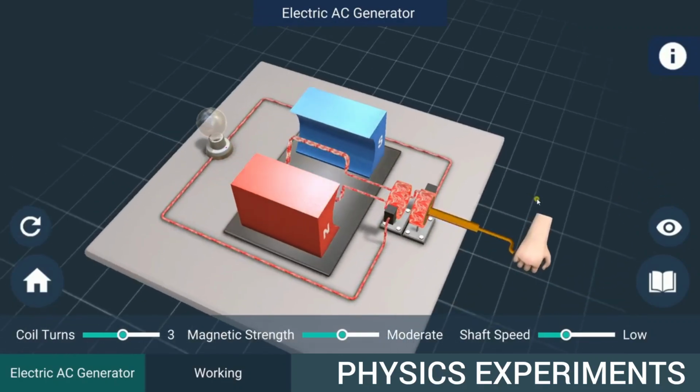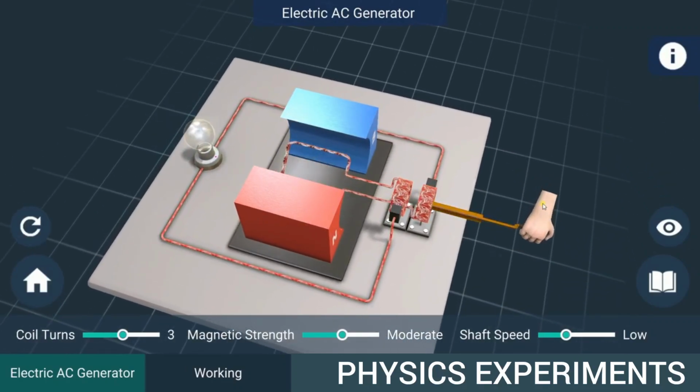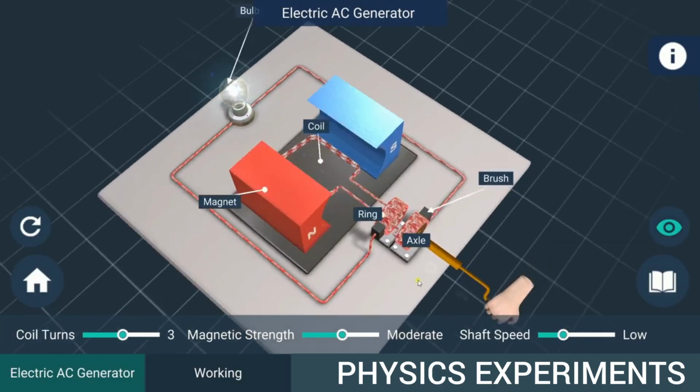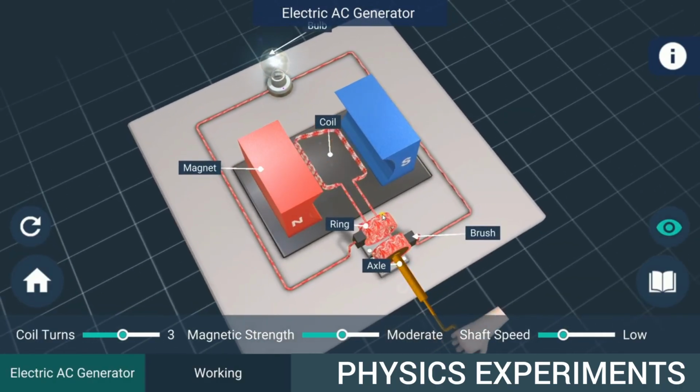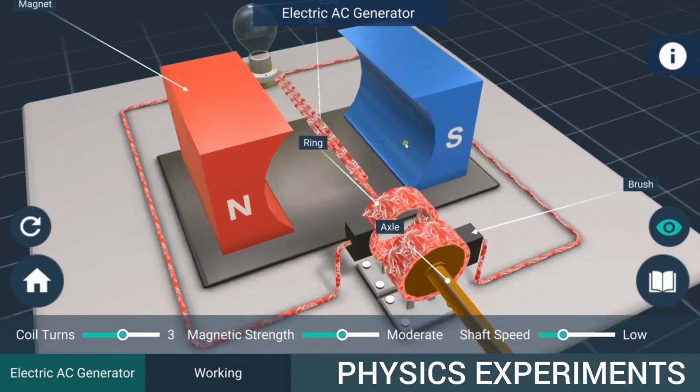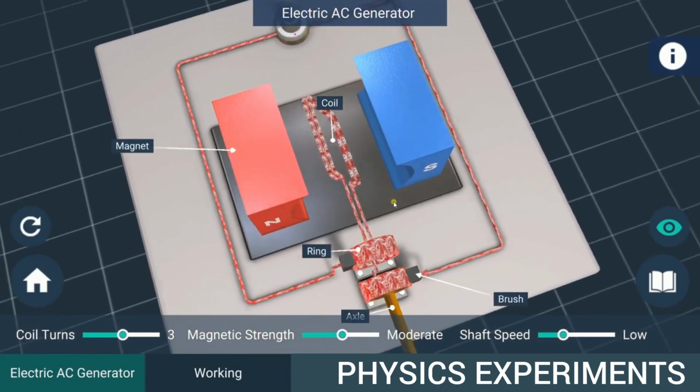Do you know how an electric generator works? An electric generator converts mechanical energy to electrical energy. An electric generator, as shown, consists of a rotating rectangular coil ABCD placed between the two poles of the permanent magnets.